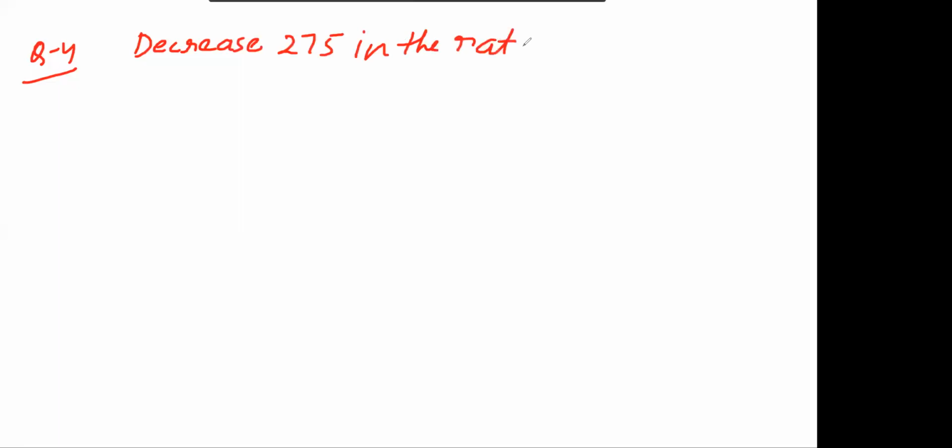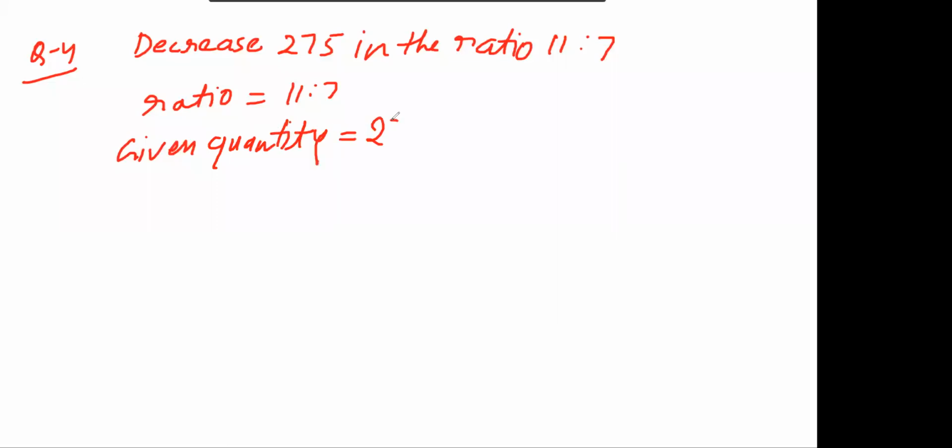Next question is question 4, saying decrease 275 in the ratio 11:7. Clear? So the ratio is given to you. You will write ratio is equal to 11:7, and given quantity is equal to 275.